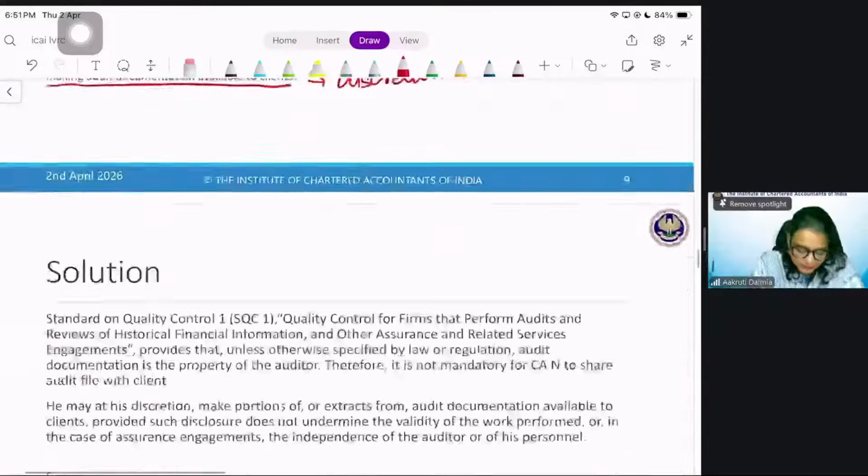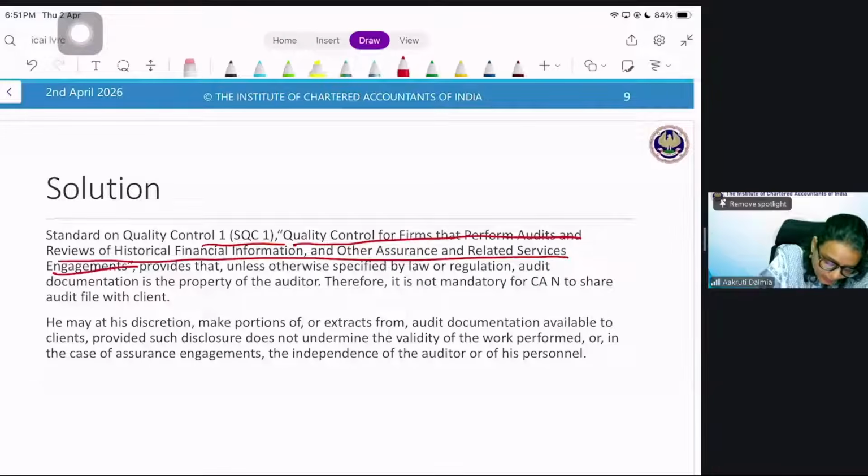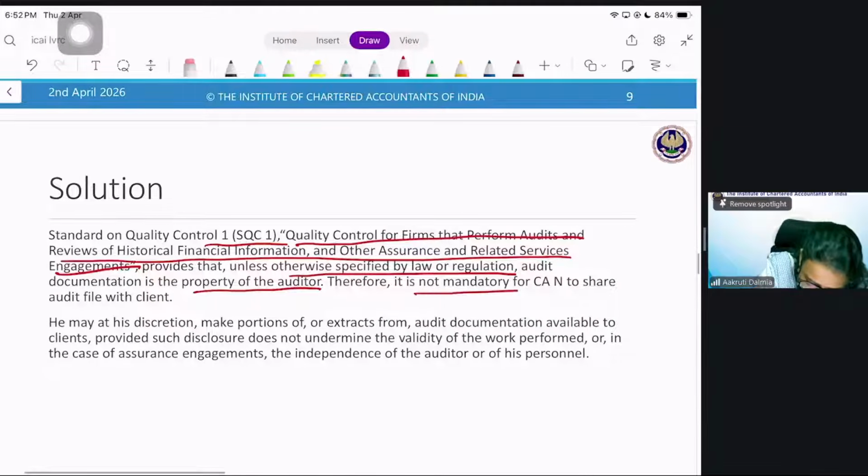So yeah, let's see the answer. SQC1, quality control for firms that performs audit. See again full. ये तो याद रखना ही है. You have to remember this. Provides that unless otherwise specified by law or regulation, unless otherwise specified by law. So if there is some court order that I have to show it, then we can't do anything. Then we have to show. Audit documentation is property of the auditor. Therefore, it is not mandatory for CAN to share the audit file.